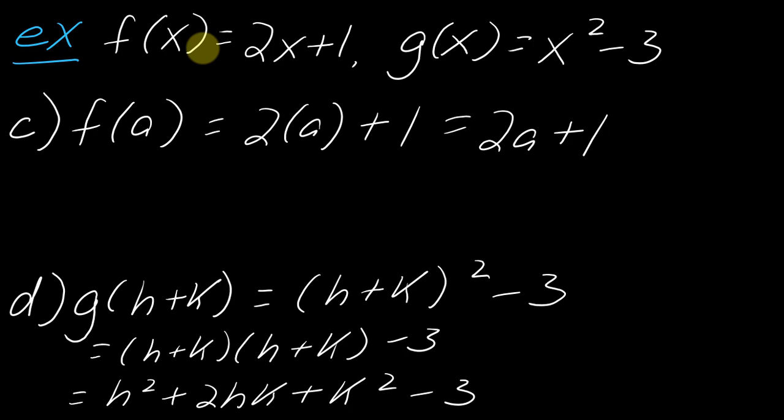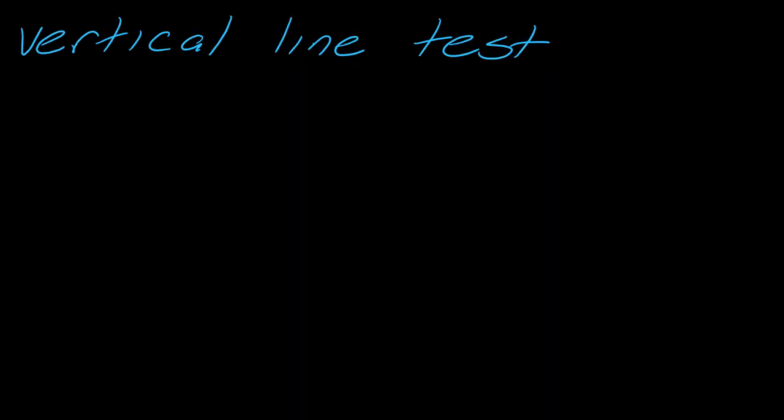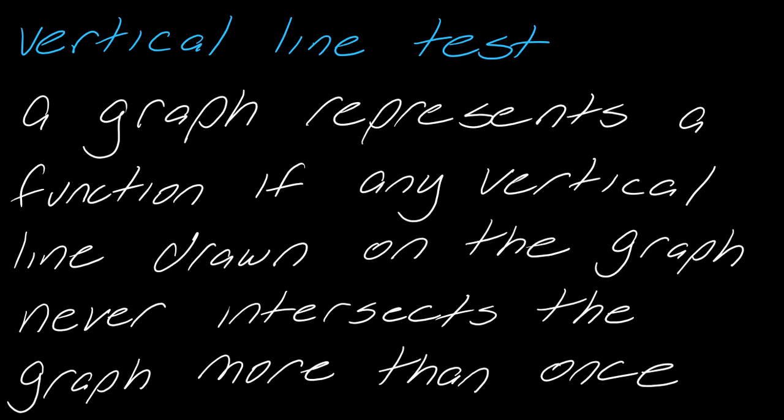Okay, now, since we are talking about equations, sometimes with equations, if I just give you a general equation and I ask you, is this a function? That can turn into kind of a tricky exercise. But if you know the graph of what a particular equation or relation looks like, you can pretty easily figure out if it's a function with the vertical line test. So the vertical line test says this: a graph represents a function if any vertical line drawn on the graph never intersects the graph more than once.